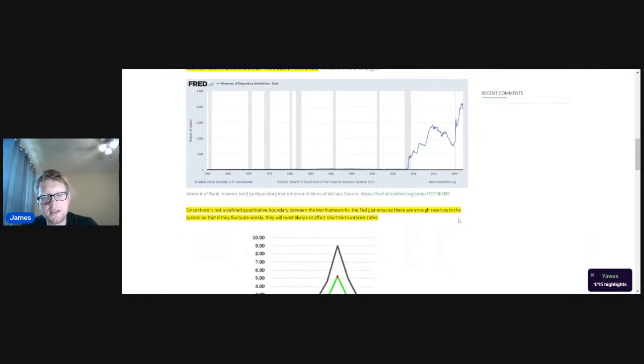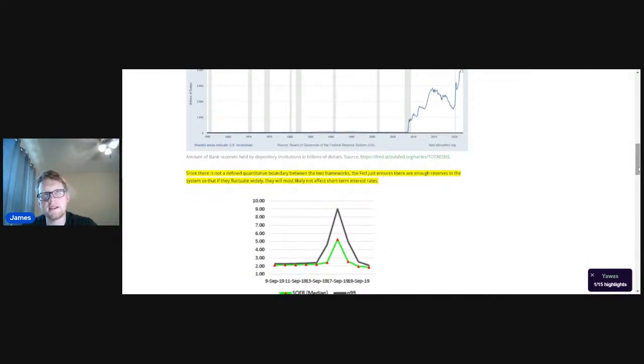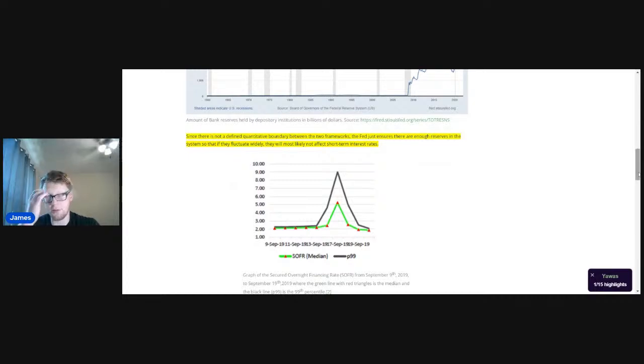And so since there's no quantitative boundary between the two frameworks, the Fed just ensures there's enough reserves so that if they fluctuate widely, as you can see, it fluctuates obviously, then it won't affect short-term interest rates, right? So basically, a decent fluctuation in the amount of reserves won't affect the banks' lending capacity, right? At least that's the idea behind operating a system with ample reserves.